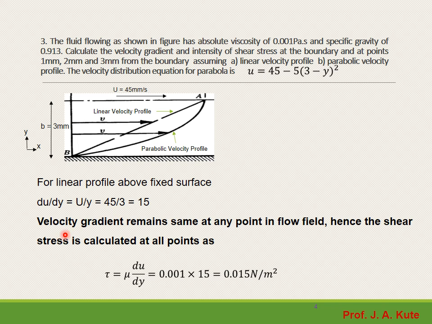Now as we know that the velocity gradient remains the same at any point in a flow field, the shear stress is calculated at all points, at the fixed point, or you can take the 1 millimeter point, 2 millimeter point or 3 millimeter point. At all points this du upon dy value is the same. Because of this, for all points the shear stress would be mu into du upon dy, where mu is 0.001 and du upon dy, as we calculated, is 15. So 15 into 0.001, you will get 0.015 Newton per meter square.